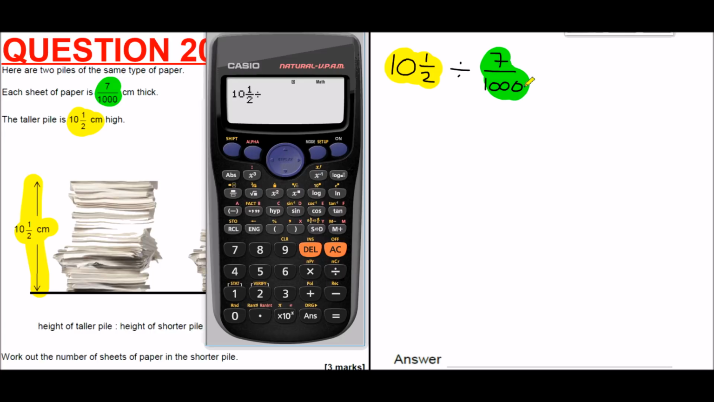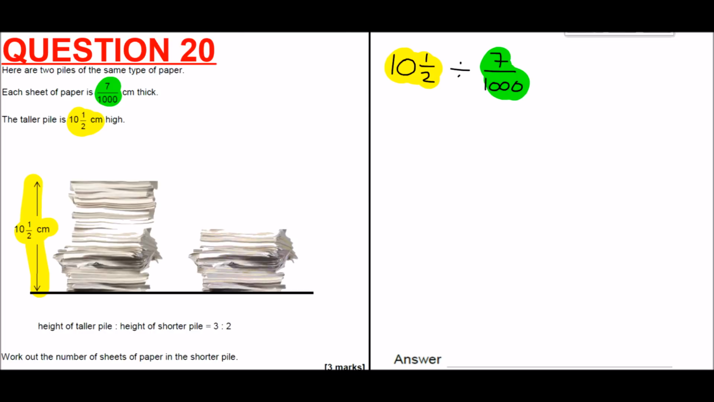I'm going to divide that by this fraction here, which should be 7/1000ths. Typing that in on a calculator takes a bit of understanding in itself. If you press equals, we get 1,500. So that means it was 1,500 sheets in the 10.5 centimetre stack of paper.